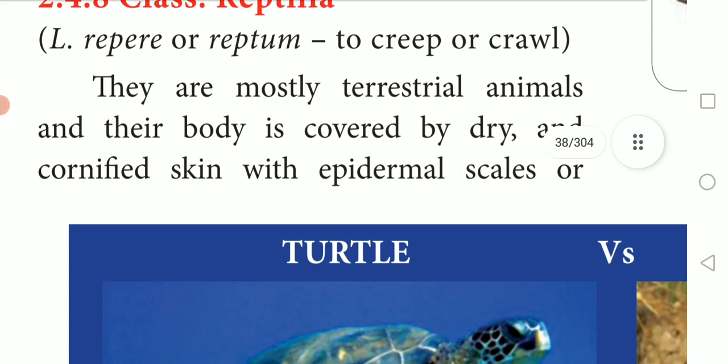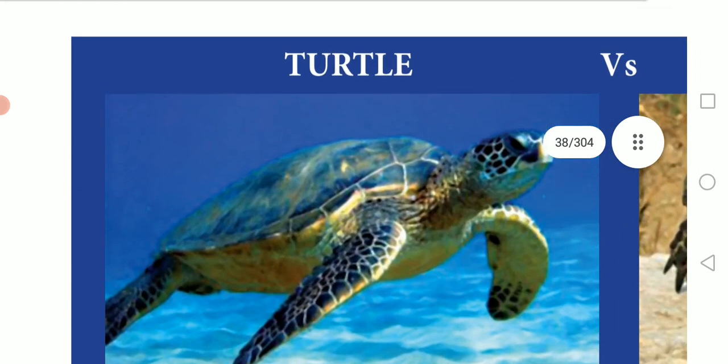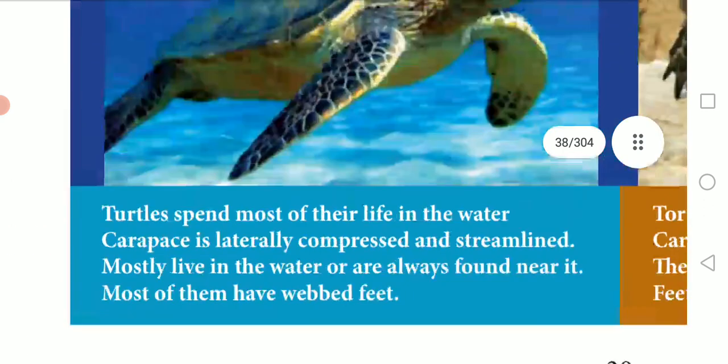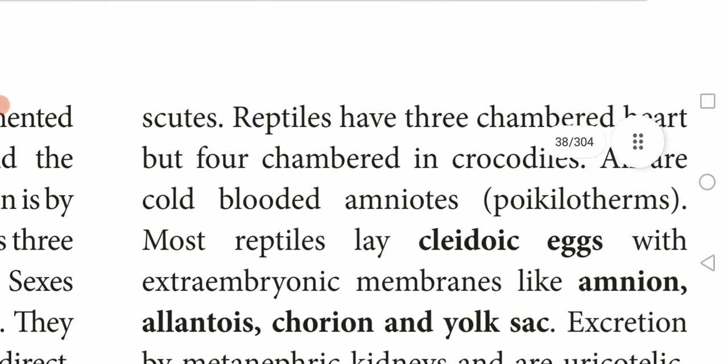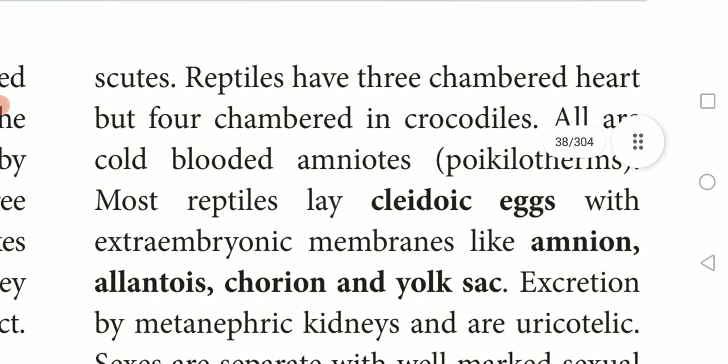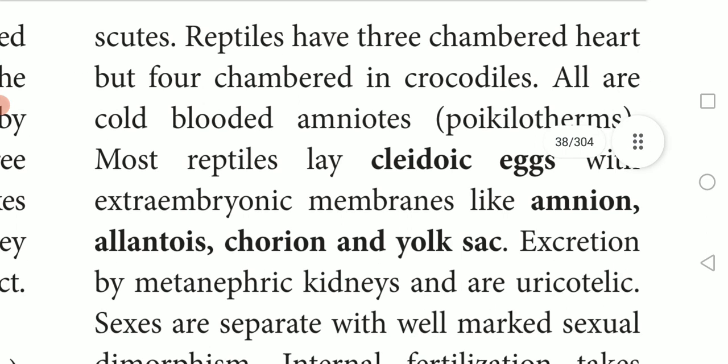They are mostly terrestrial animals. Terrestrial means animals which live on land. Their body is covered by dry and cornified skin with epidermal scales, or scutes. This is the turtle, they have given the picture, you can go through it. Reptiles have a three chambered heart, and four chambered in crocodiles. Underline this important point, they will ask you.